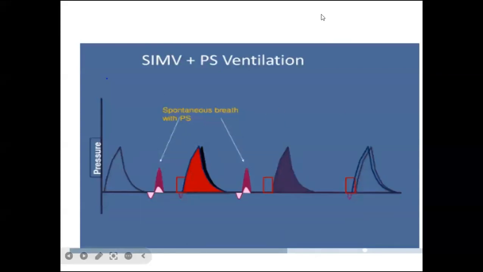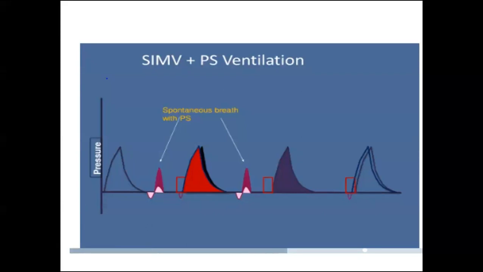Now you need to answer here. So what is the first breath here? Mandatory. Control. It's a control. And this one is spontaneous. What happens to this breath? Is it supported or unsupported? Supported. You are getting extra pressure here.